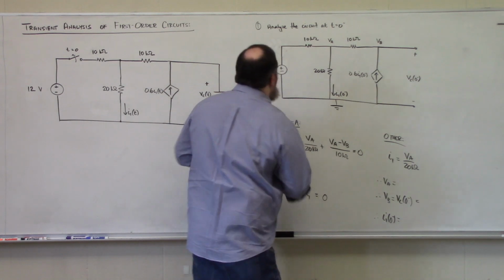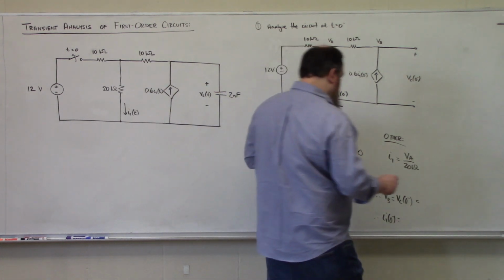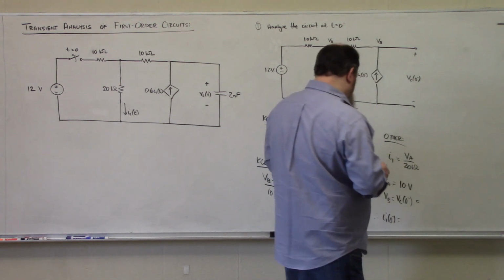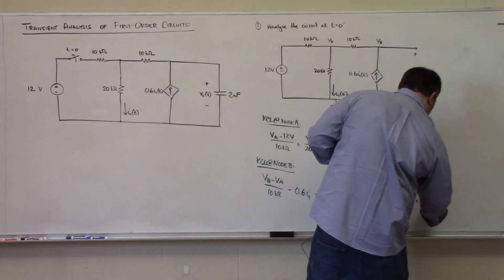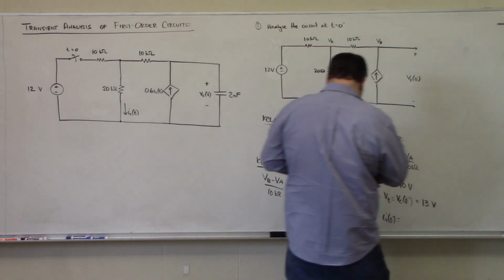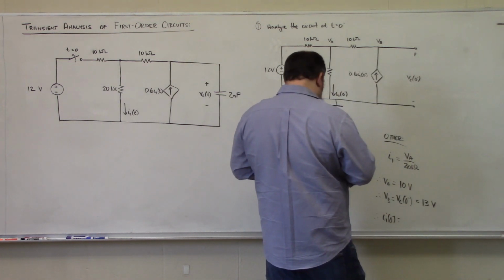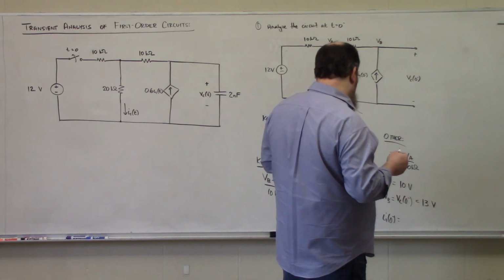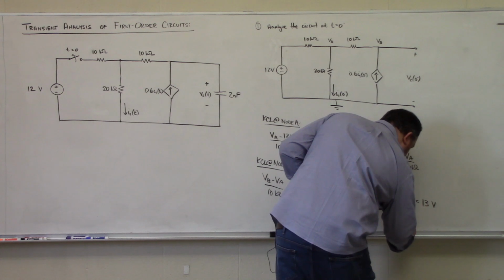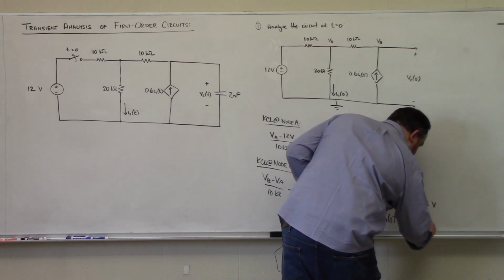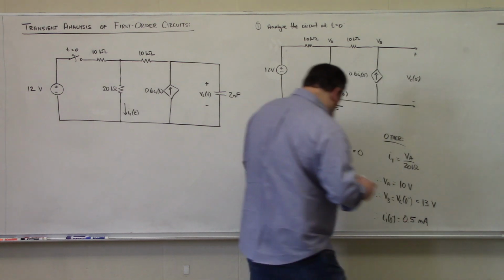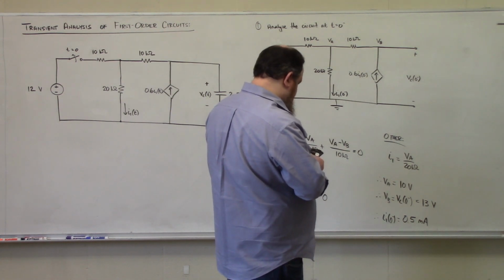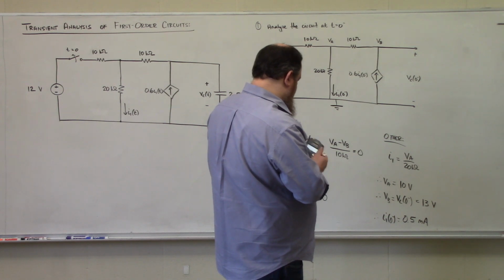And solve, and I get VA is equal to 10 volts, VB is equal to 13 volts, and I1 is equal to 1/2 of a milliamp. Make sure I got all my signs right. Positive 10, positive 13, positive 1/2 of a milliamp.